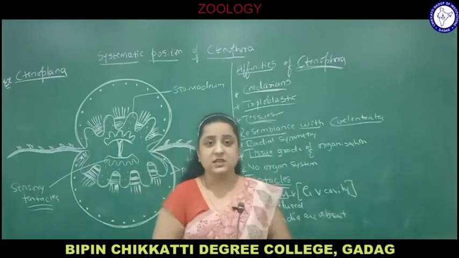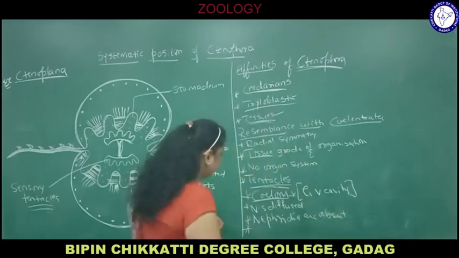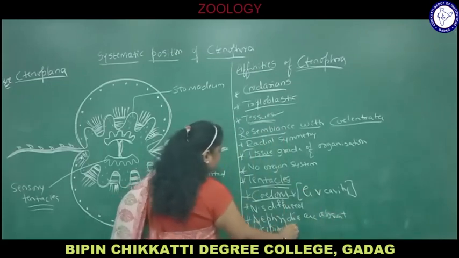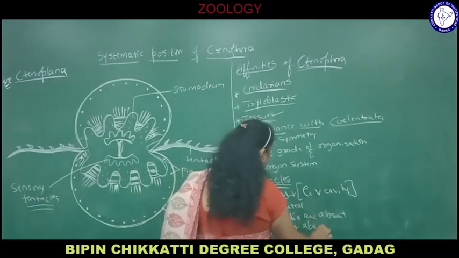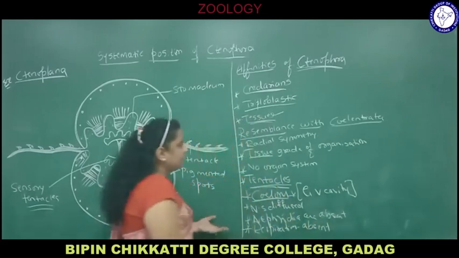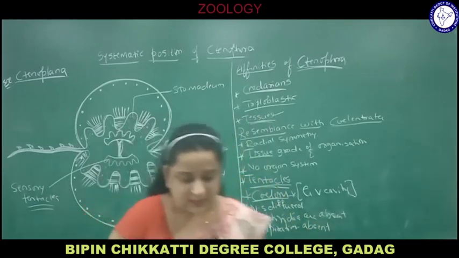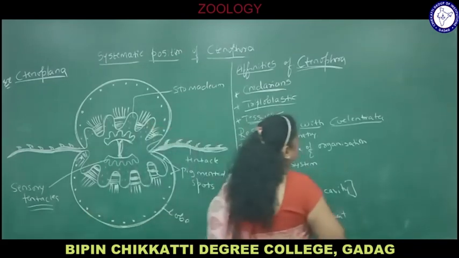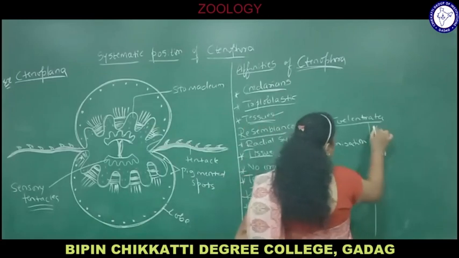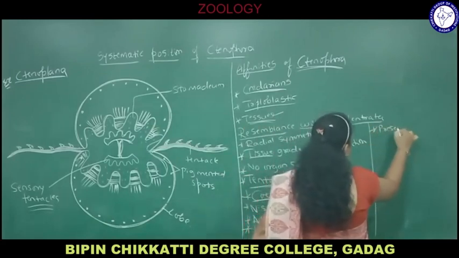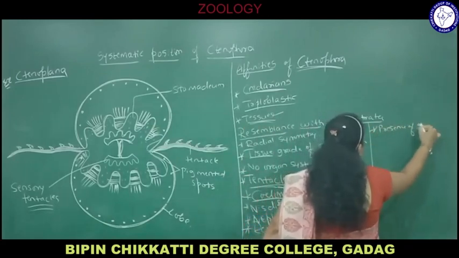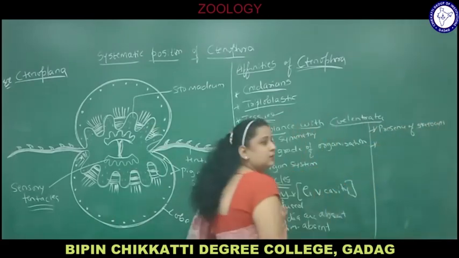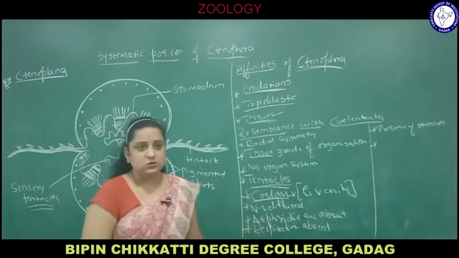What about respiration? Respiratory system is also absent. Respiratory organs are also absent, in the sense both in Ctenophora as well as in Coelenterata. Next character, presence of statocyst. Statocysts are balancing organs. They are present in both Cnidaria as well as Ctenophora.